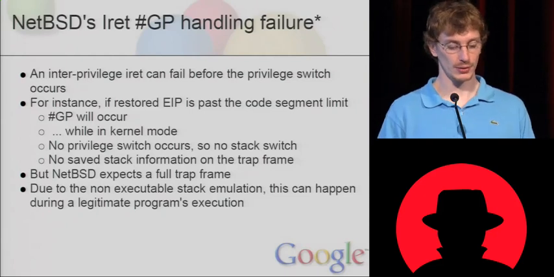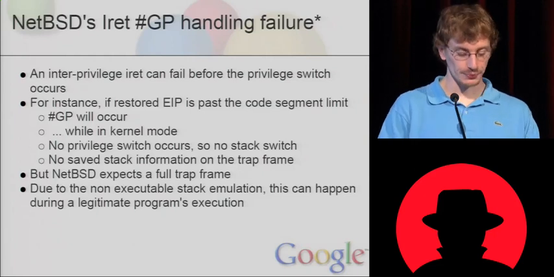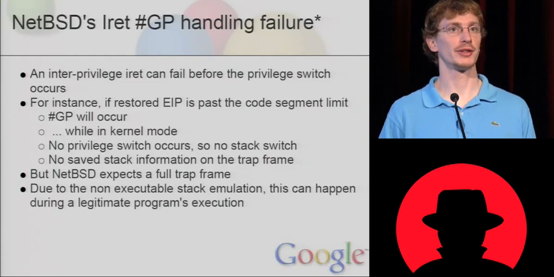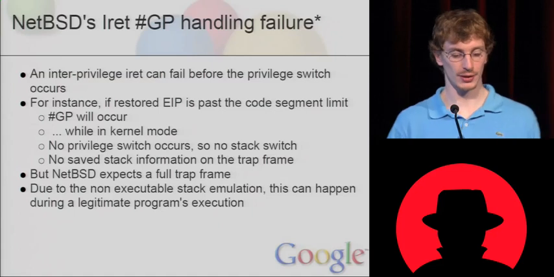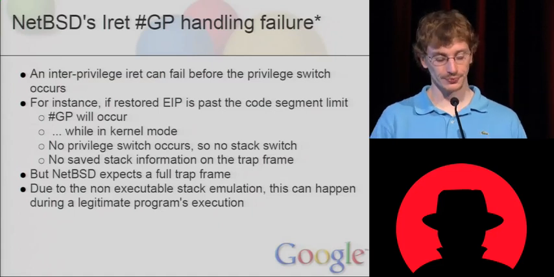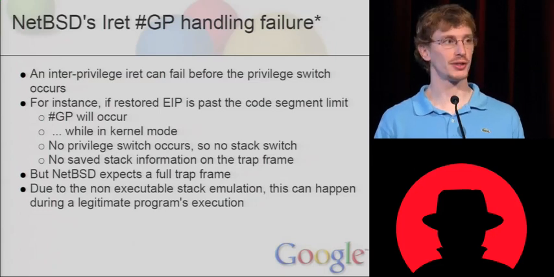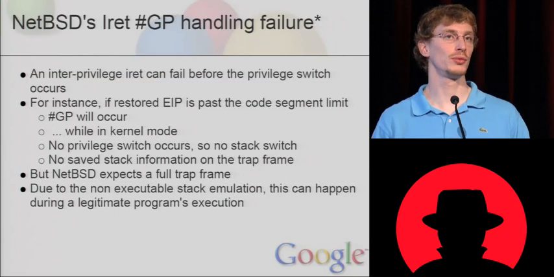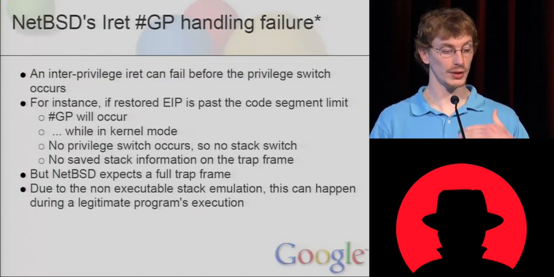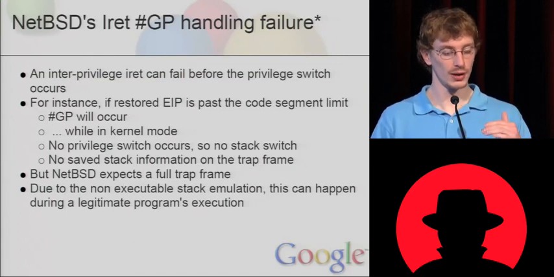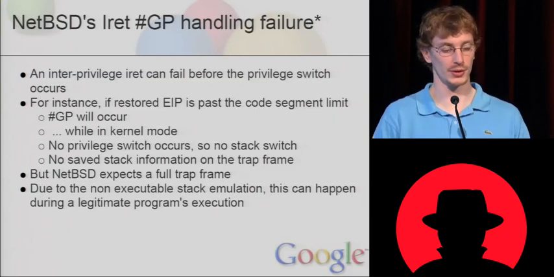We found out that during a legitimate program's execution we could trigger the bug, because if you happen to have legitimate code on the stack, which happens for instance if you have nested functions in GCC, you can get a trampoline on the stack. So if you're in a signal handler in the kernel and you return from the signal handler to this trampoline on the stack for a nested function, you will directly return from kernel to code that's actually past the segment limit. That's exactly the situation we described here.